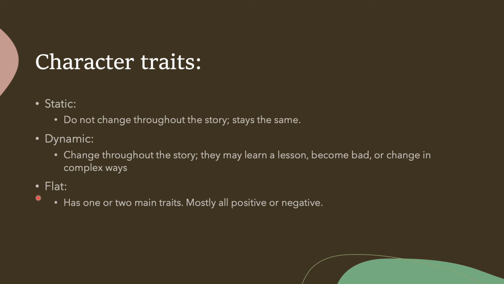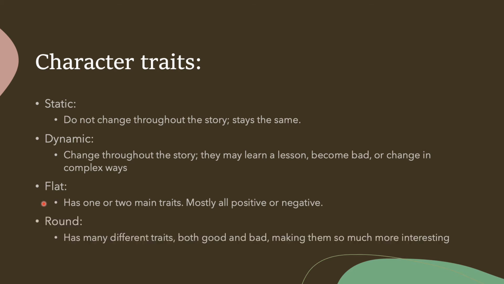A flat character has 1 or 2 main traits, mostly all positive or negative. So you most likely won't come across a flat character who has a positive and a negative trait. It's either all positive or all negative. And on the contrary to this, you have a round character. A round character has many different traits, both good and bad, and they make a story so much more interesting to read.